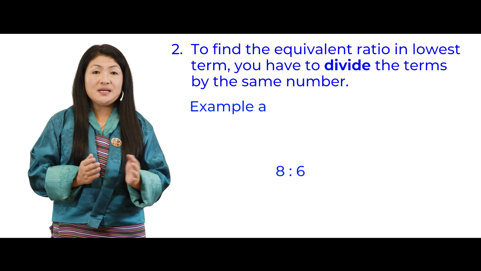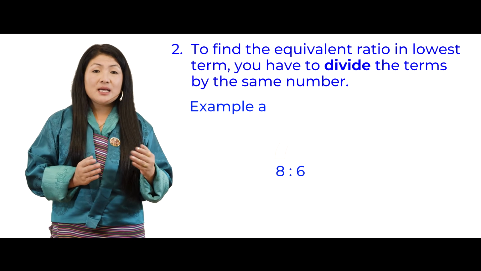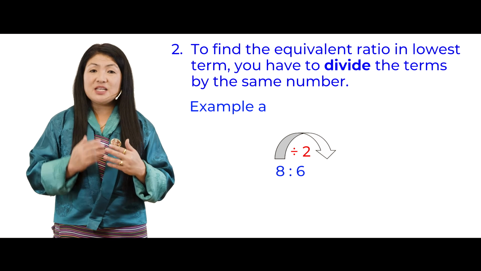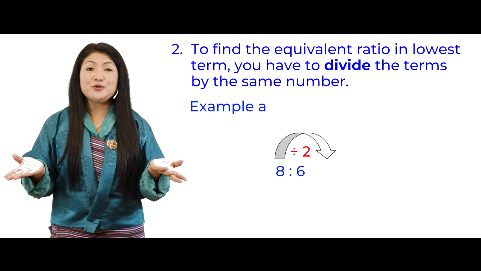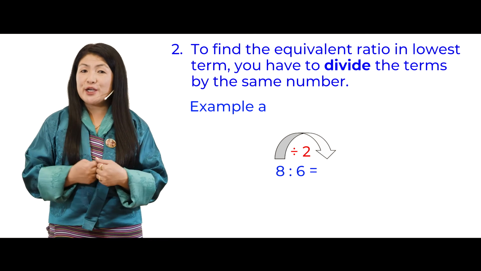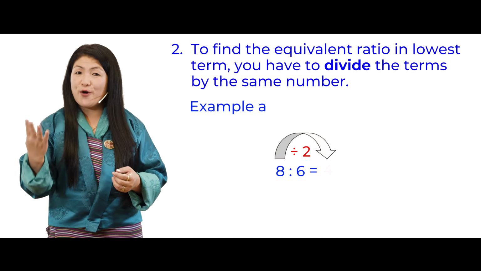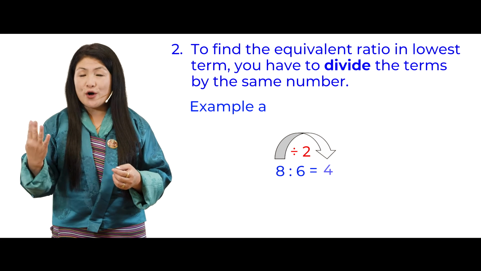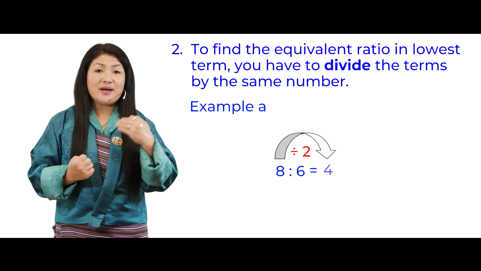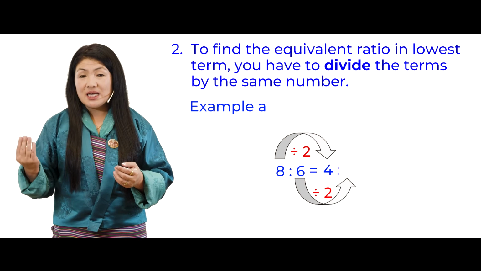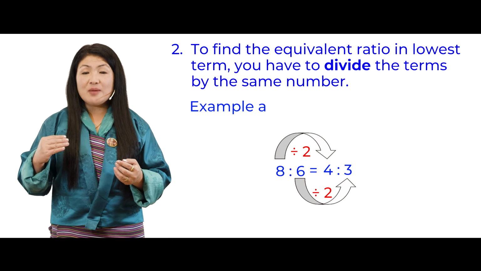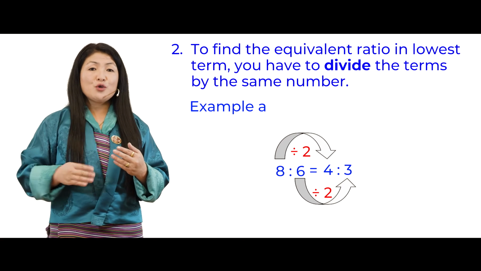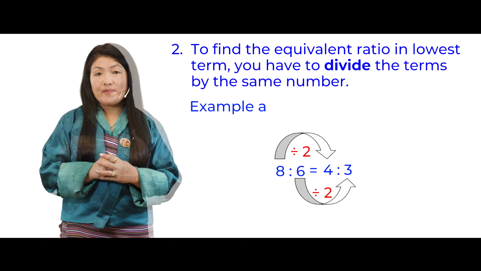Let's divide the first term, that is 8. So 8 divided by 2. When you divide 8 by 2, what number do you get? Yes, very good. We get number 4. So 8 divided by 2 is 4. And again 6 divided by 2 is 3. 6 is the second term of the ratio, and when you divide 6 by 2, you get 3.